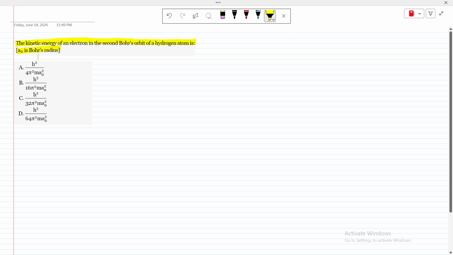Options are given. Option A, h square upon 4 pi square m a naught square, where h is Planck's constant and a naught is Bohr radius. Option B, h square upon 16 pi square m a naught square. Option C, h square upon 32 pi square m a naught square. Option D, h square upon 64 pi square m a naught square.